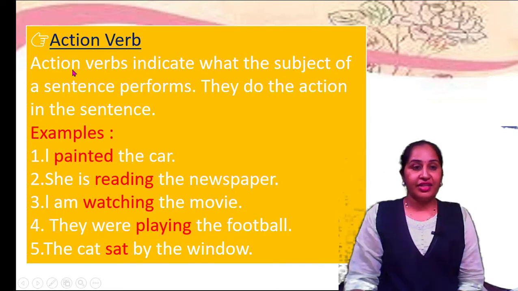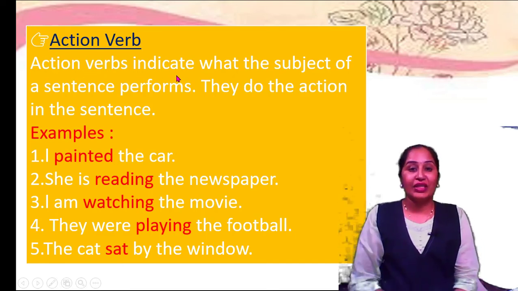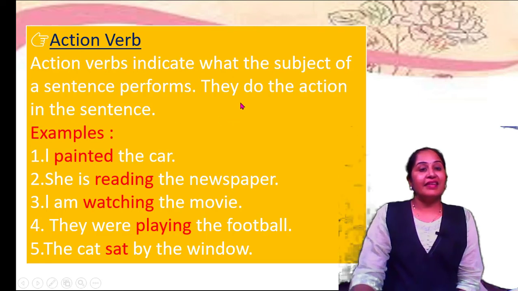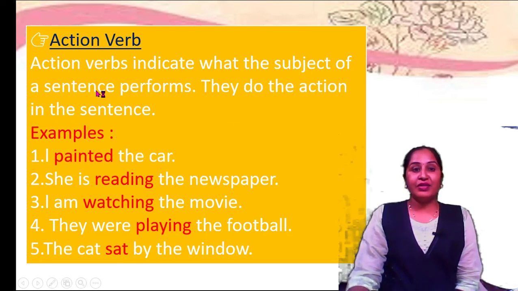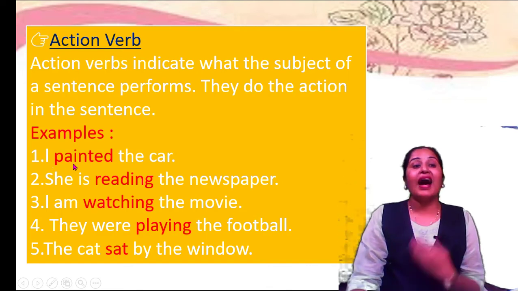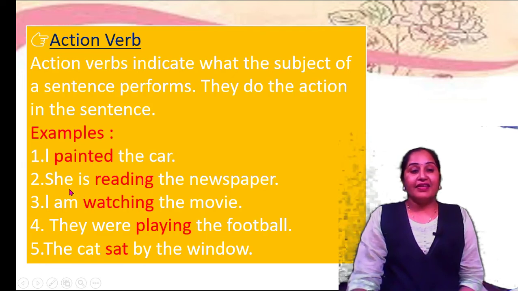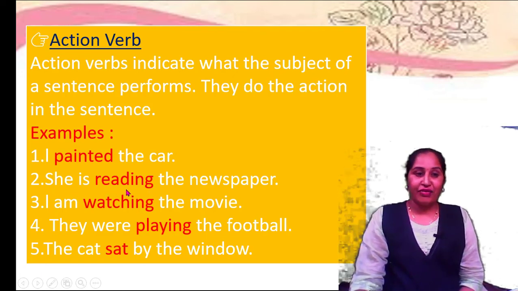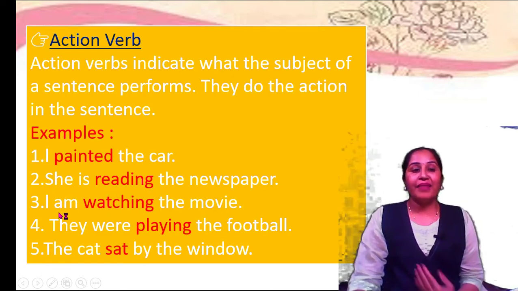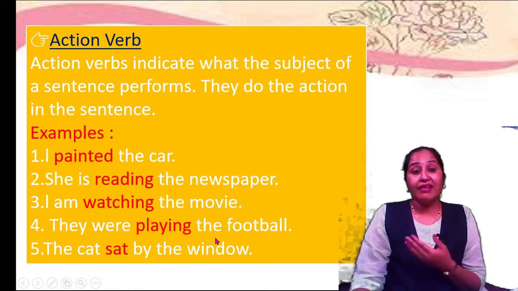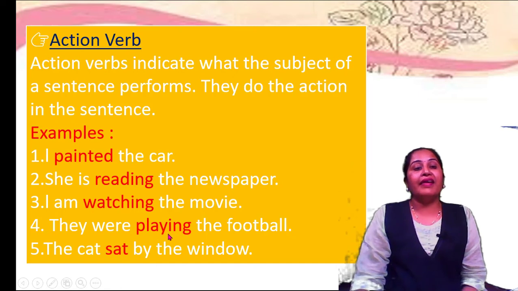Action verbs indicate what the subject of a sentence performs. They do the action in the sentences. Remember, the subject of a sentence performs. I painted the car. I is the subject. Who painted? I painted. Painted is the action, the car. She is reading the newspaper. She is the subject and reading is the action verb. I am watching a movie. I am is the subject and watching is the action. They were playing the football. They are the subject, playing is the action verb.